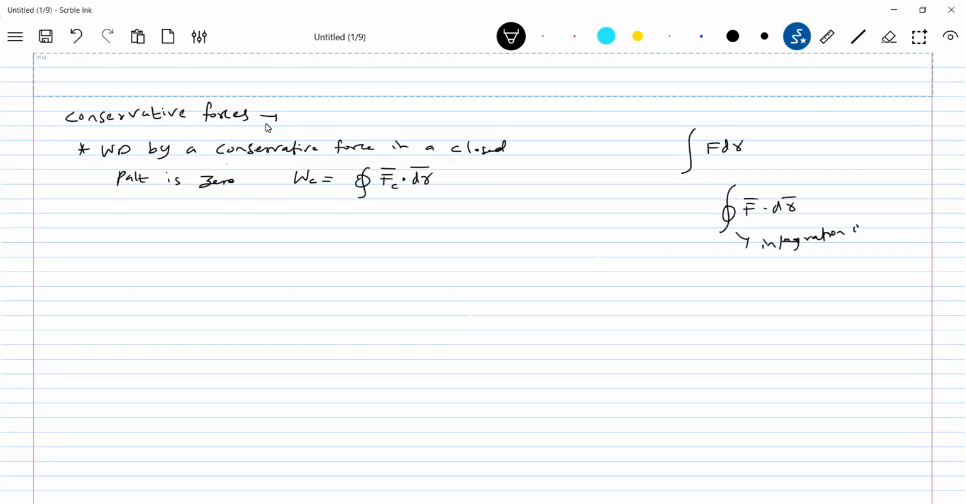Integration in closed path here is called a closed contour integral, while the other is called a line integral. That word you may get confused, so I'm just putting integration in closed path here. So what is the one basic feature of a conservative force? Work done by a conservative force in a closed path is zero.